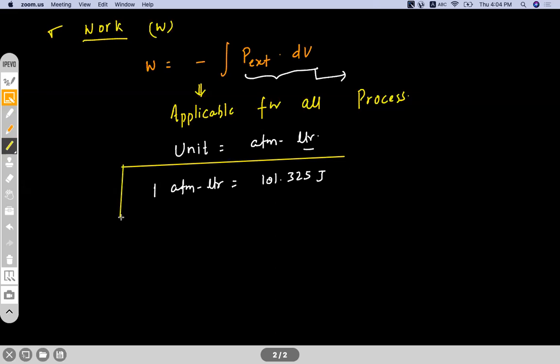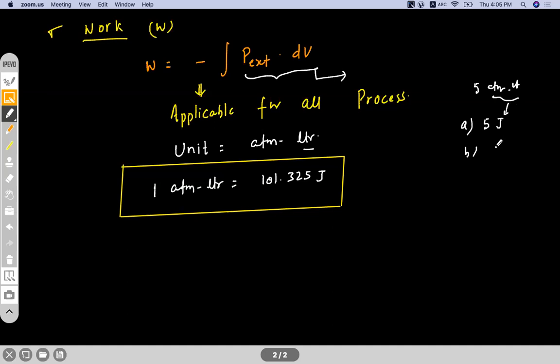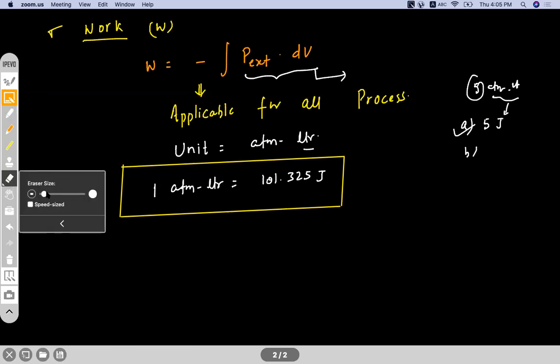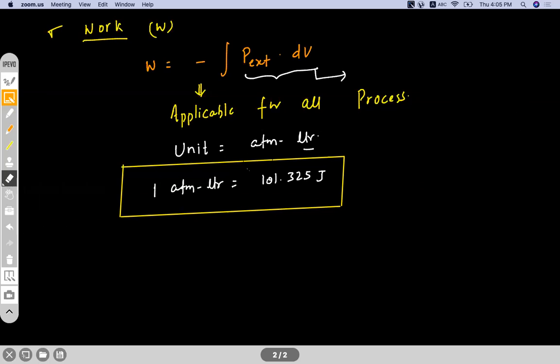They'll write joule, but they won't convert. They'll take the magnitude of atm liter only, and just write joule over there. Suppose you solve and got 5 atm liter as the answer. The option will also be given like this, 5 joule, along with three other options. So in a hurry, we forget to convert atm liter into joule, and simply see, okay, 5, so 5 joule is the answer. Don't make this mistake, okay? It happens very often with students. This is the one point I would like to highlight. So conversion is very important.